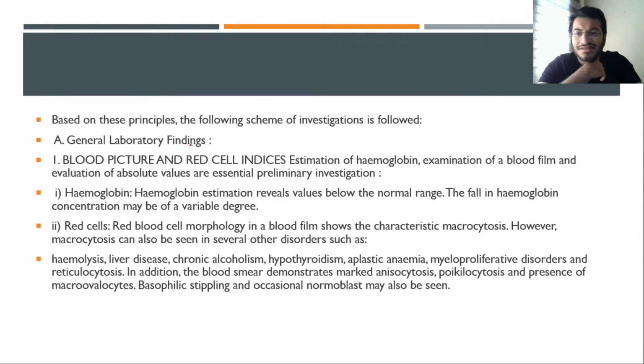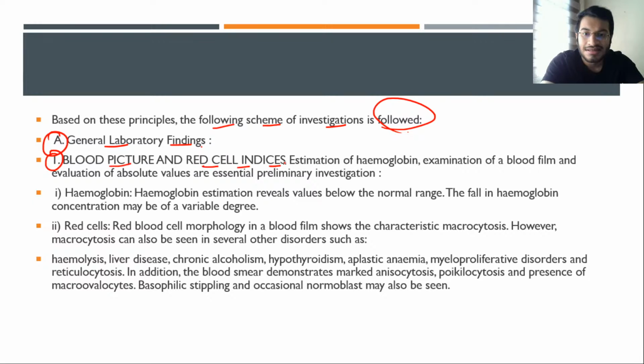So based on these principles, the following scheme of investigation is followed. First is general laboratory finding. The blood picture and red cell indices, estimation of hemoglobin, examination of the blood film, and evaluation of the absolute values are essential preliminary investigations.